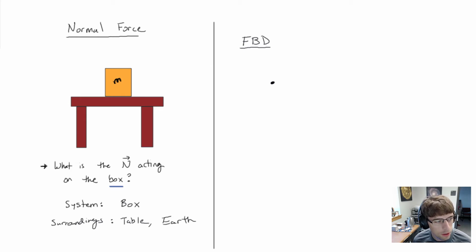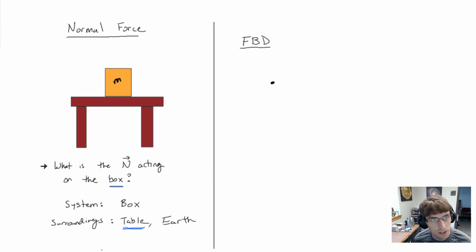So then we ask ourselves, we have two objects in our surroundings, the table and the Earth. Let's focus on the table. What force is the table exerting on the box? See, I got this. We already talked about this, it is the normal force. Good. Second question: in which direction is that normal force?